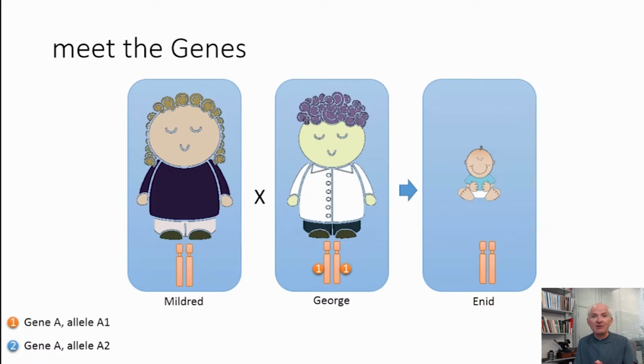On George's chromosomes, he happens to be homozygous for allele A1, whereas Mildred has one copy of allele A1 and one copy of allele A2, so she's heterozygous. You'll remember that parents give one copy of each of their homologs to their offspring at random, and so Enid could have inherited either both A1s, because both their parents have A1s, or she could have inherited an A1 from her father, but an A2 from her mother. And in this particular example, we're showing her in the latter condition, being heterozygous.